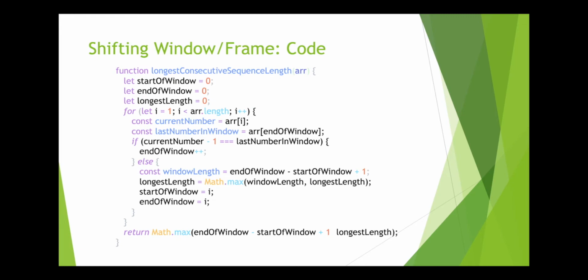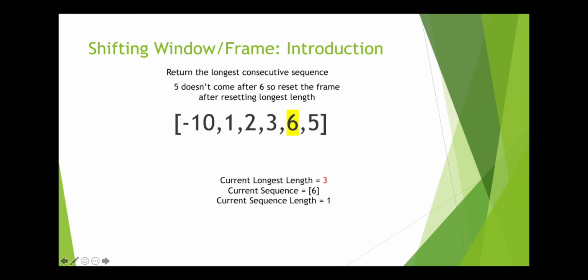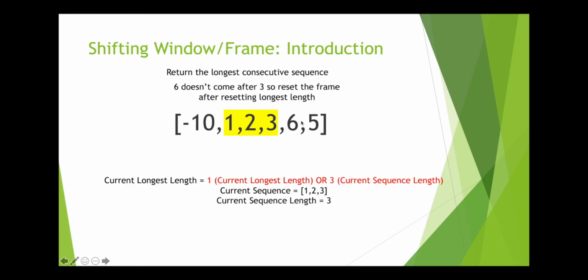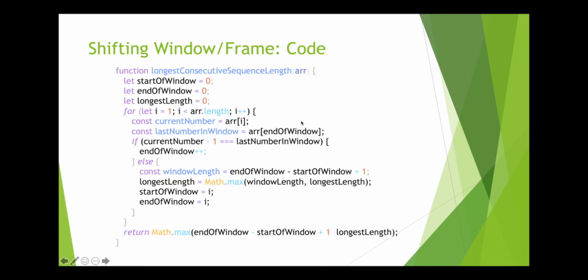So if the current number minus 1, so if the number that comes after the end of the window, is equal to the last number in the window, then we want to expand our end of the window, right? You can imagine it's this case right here, where we looked ahead and we saw 3, and 3 is actually 1 higher than 2, so we expanded that window, right? That's what this line does here.